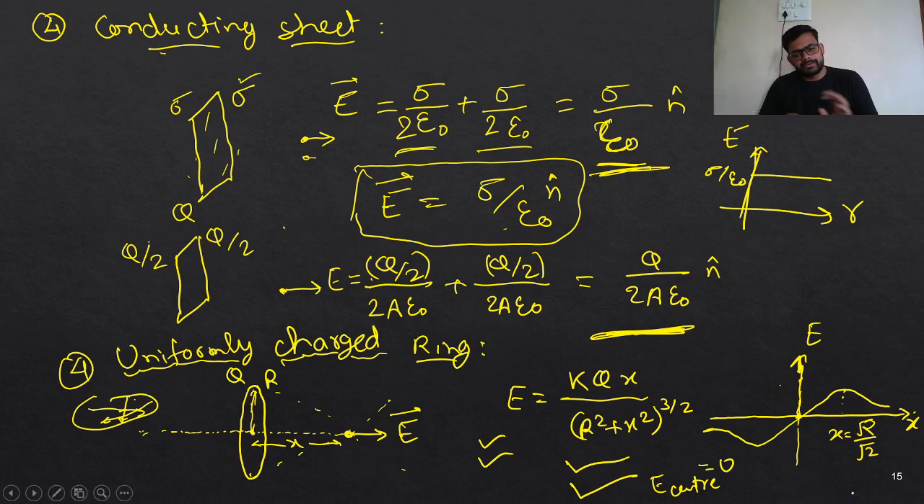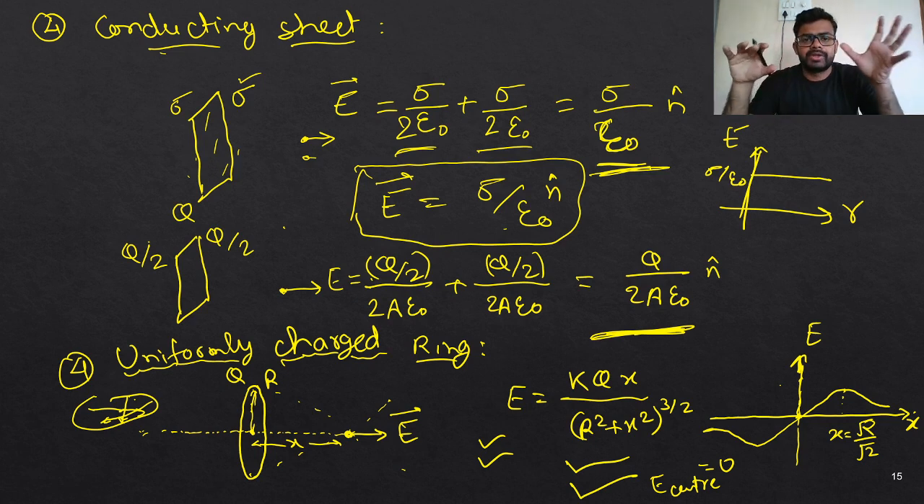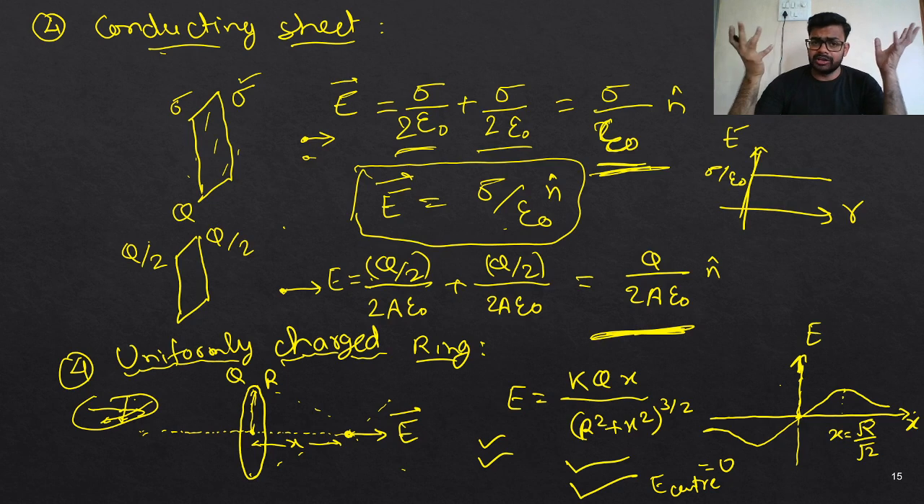That's all. So this is the formula you need to follow for a uniformly charged ring. Very, very important. Whatever formulas I am telling you are very important, you need to remember them at any cost. Curves are also important, because many times in the exam you will get curves and you need to identify them, and you will get confused.